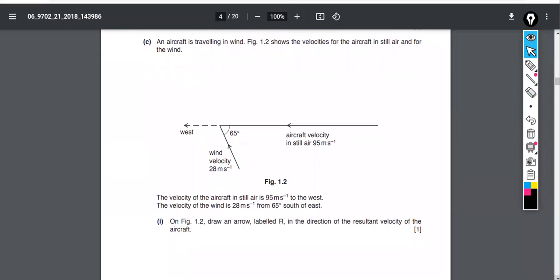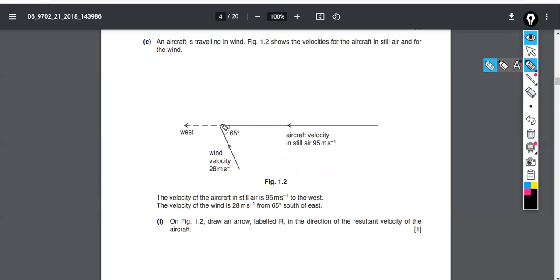An aircraft is traveling in wind. This is a little bit related to the essential question, right? How can we use vector addition to study the effects of wind on airplane travel? But we don't have a simpler one. It's not just a crosswind, where it's going due east and the plane's going due north. It's a little bit tougher than that, right? 65-degree angle here.